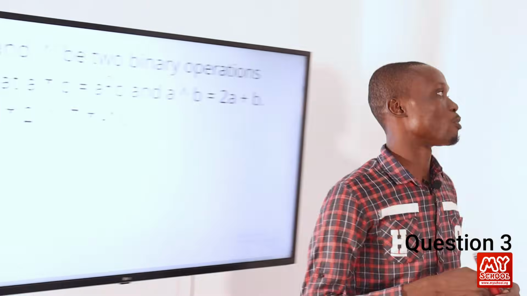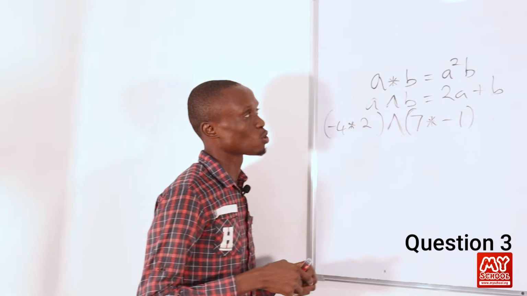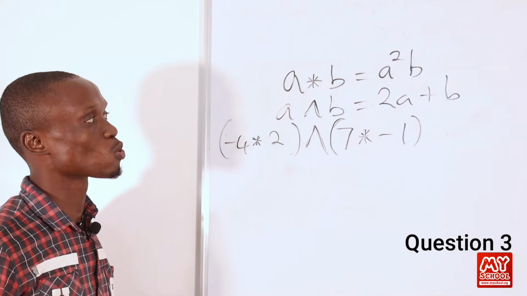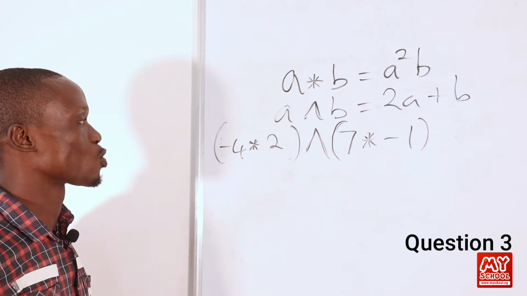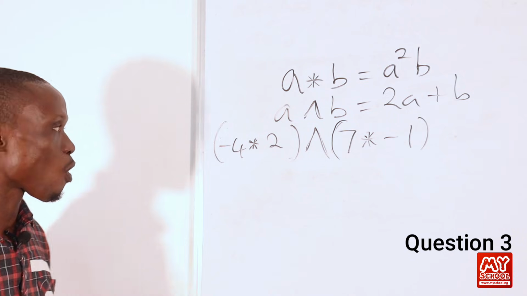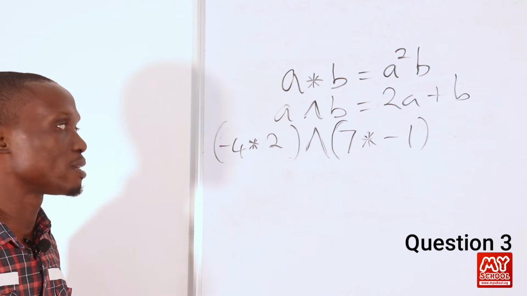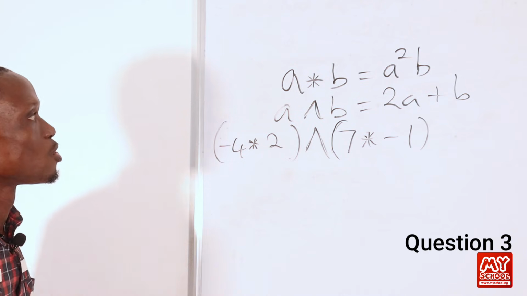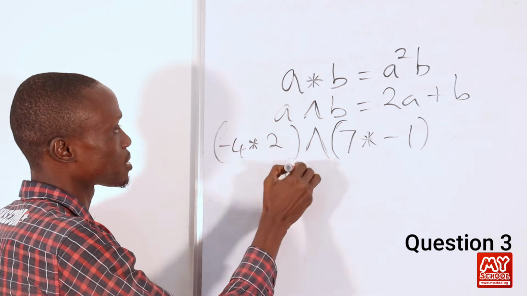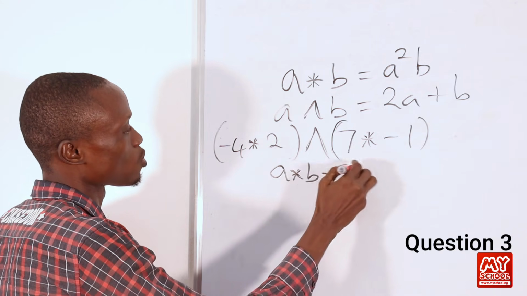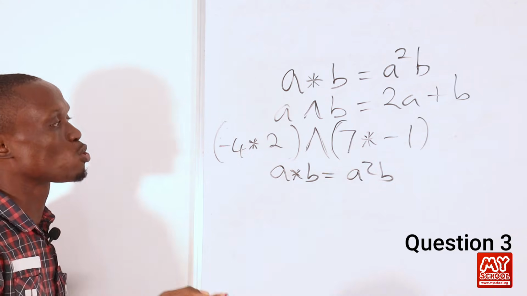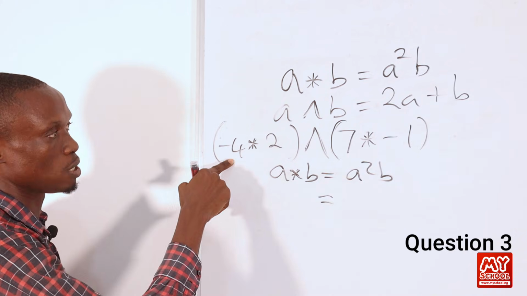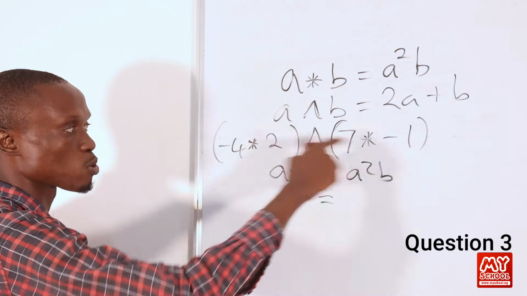So let's move over to the board. A star B, according to the question, is equal to A squared B, while A delta B is equal to 2A plus B. So we are asked to find minus 4 star 2 in bracket delta 7 star minus 1 in bracket. Now we know that A star B is equal to A squared B. So what we simply do here is just simple substitution. Anywhere we see A, we replace it with minus 4, and we are going to do it for both sides.